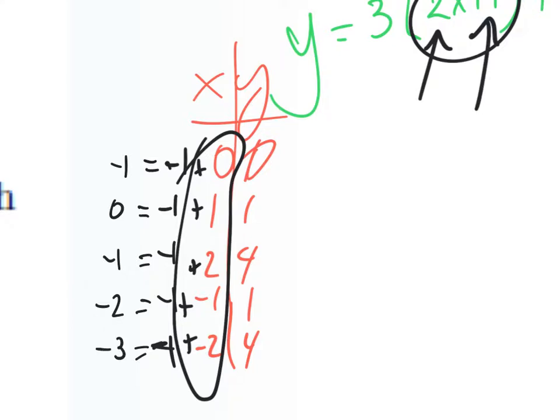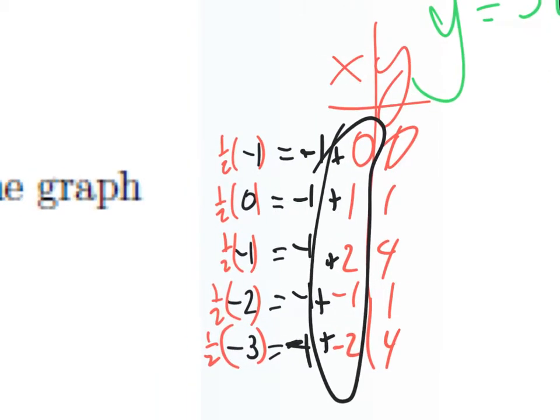And now I'm going to times them all by, what did I say again? 1/2. My final answers: negative 1/2, 0, negative 1/2, negative 1, and negative 3/2. And my y values haven't changed yet.